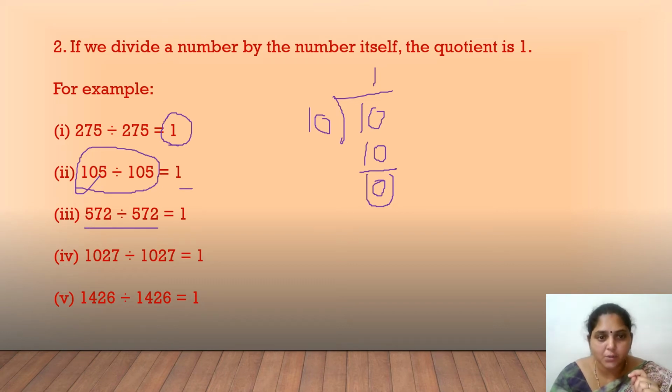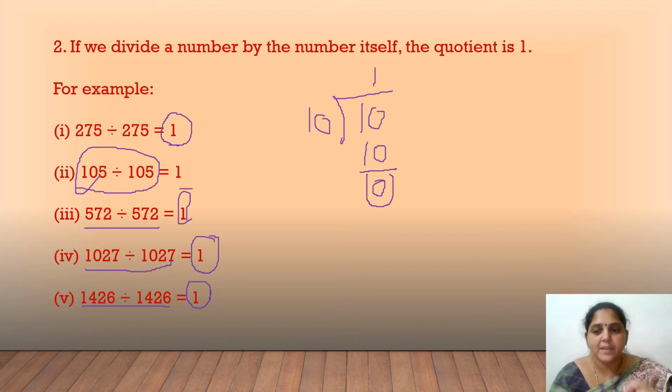571 divided by 571, the quotient is 1 itself. Here, 1027 divided by 1027, the quotient is 1. Here, 1426 divided by 1426, it is also 1. So remember that any number divided by itself, the quotient will always be 1.